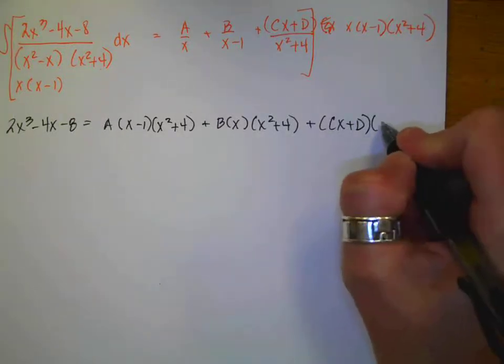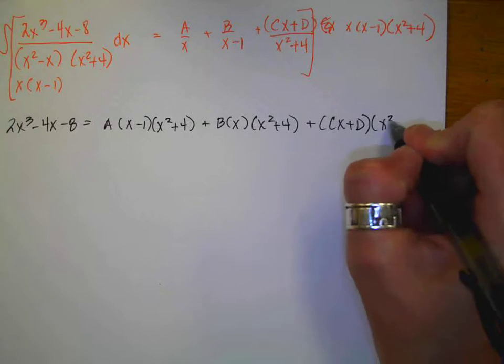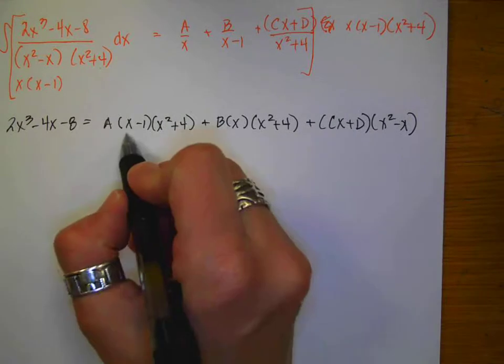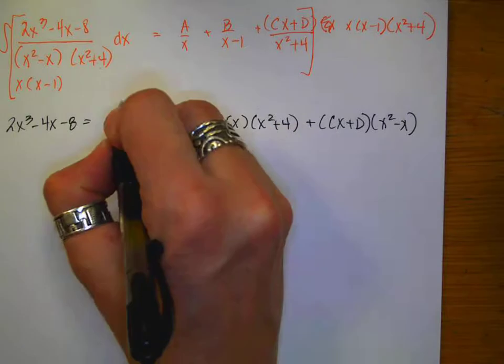The b is going to be multiplied by x, and the x squared plus 4, and the cx plus d. See why you don't want to have to solve a system by hand? This is kind of yucky. And then I have, he has that one, so I get x squared minus x, okay? Whew! Now I just have some math to do, alrighty?